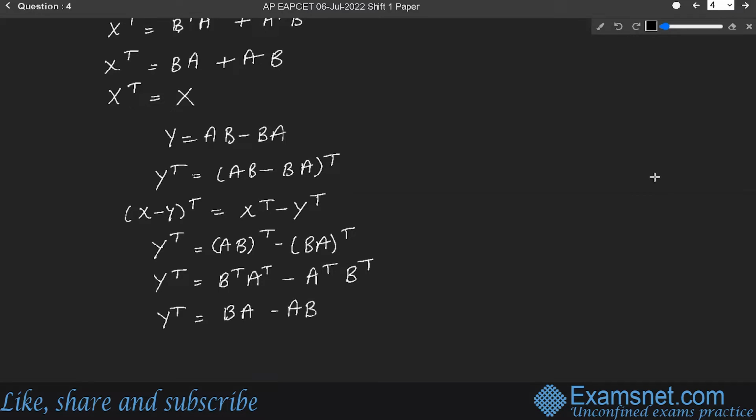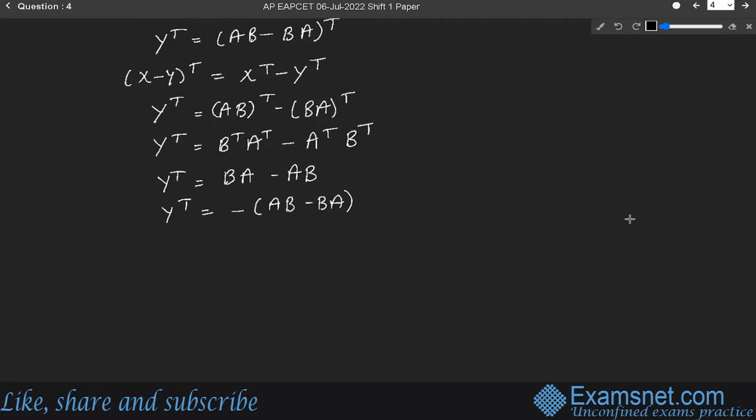We know that A is equal to A transpose and B is equal to B transpose. So it can be written as Y transpose is equal to minus of (AB minus BA) on taking minus common. So Y transpose is equal to minus of Y, because we know that AB minus BA is equal to Y.